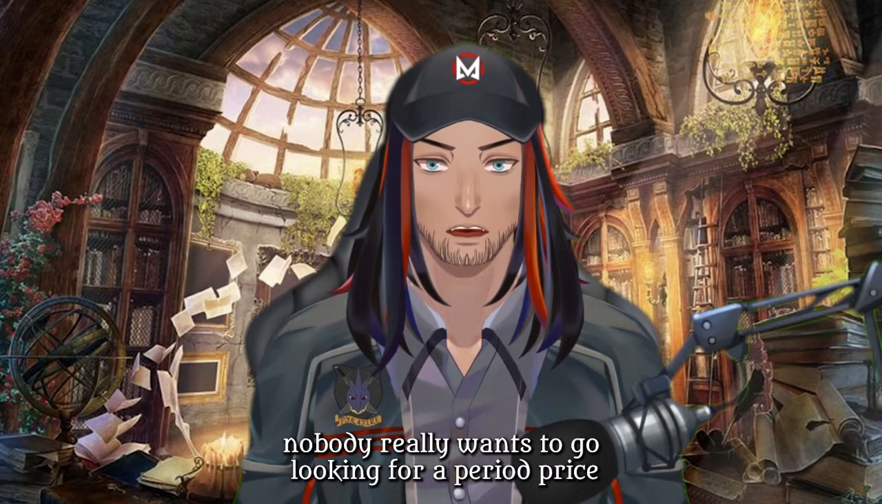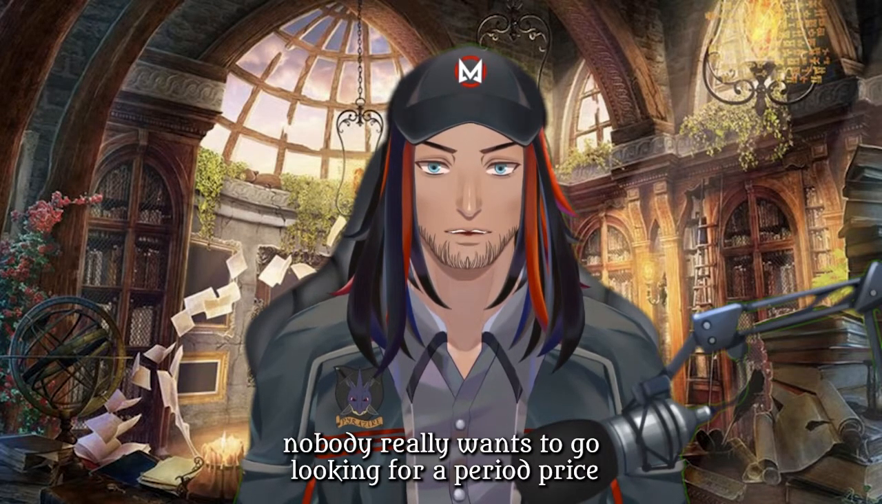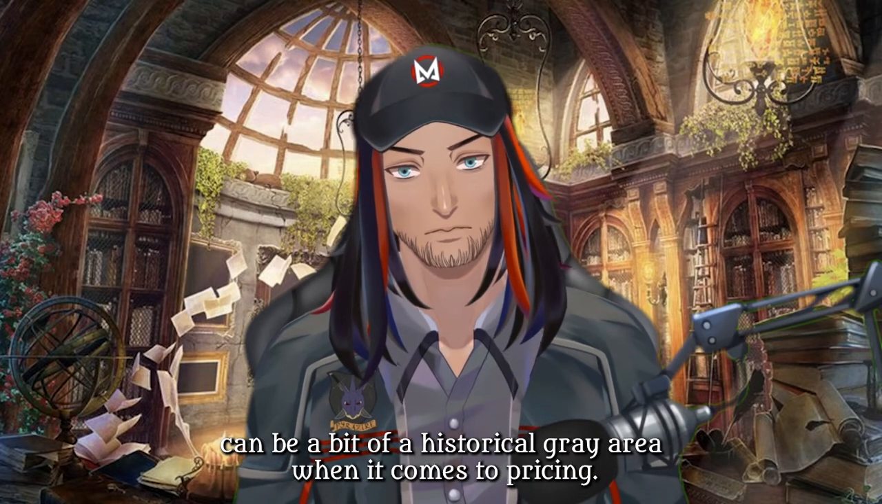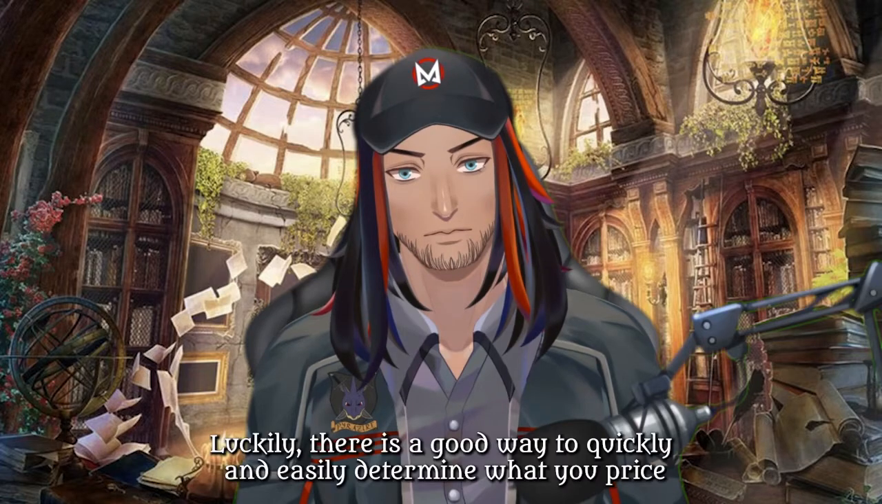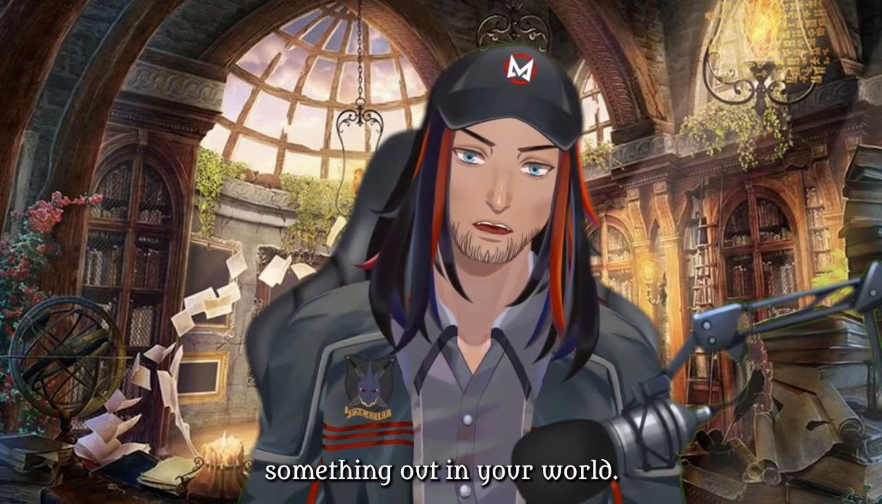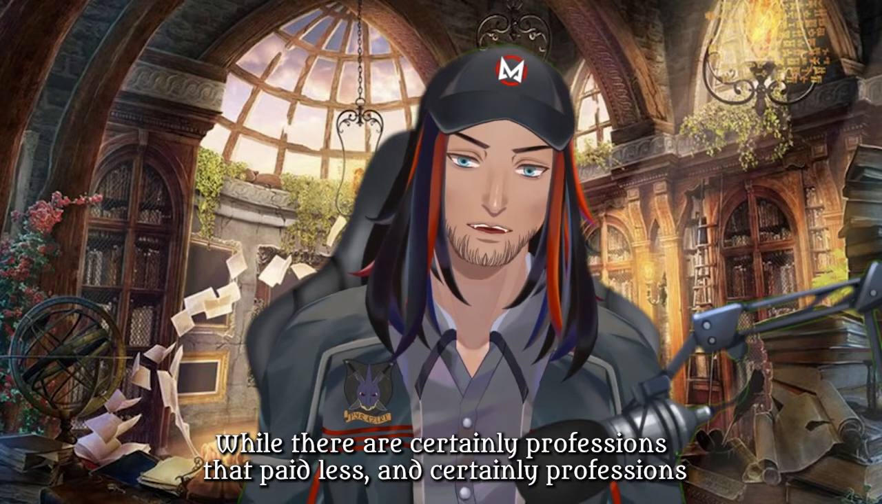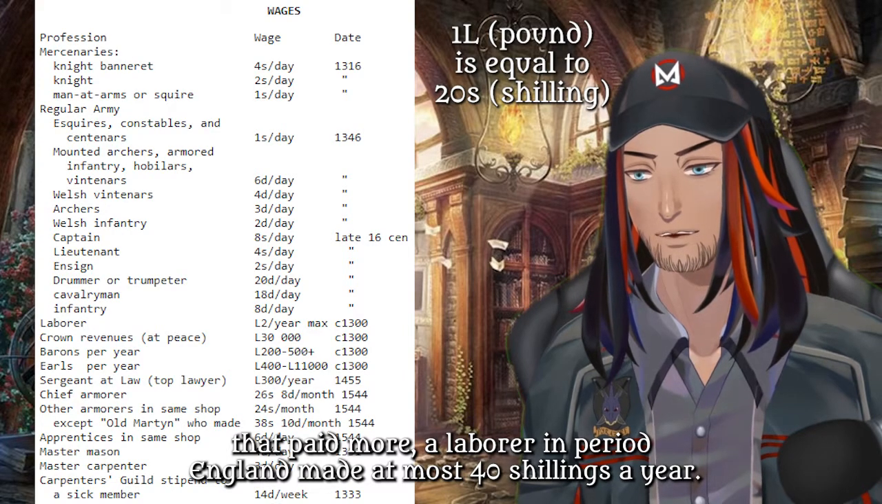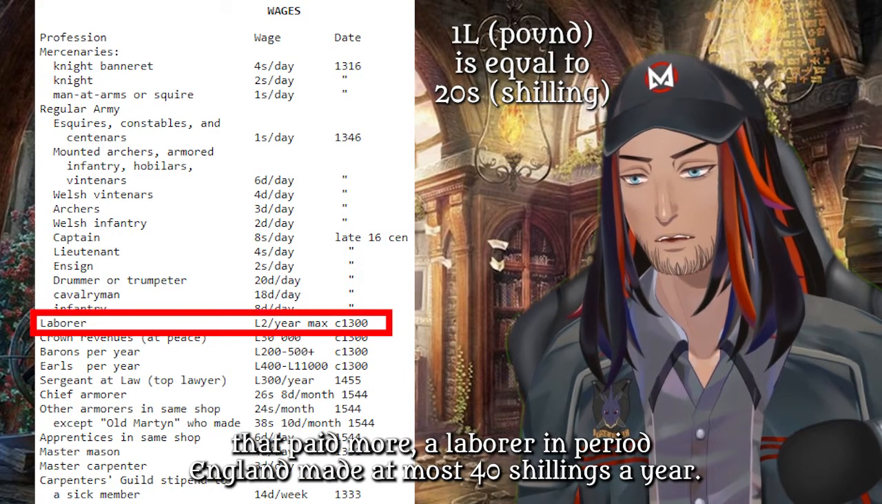But, while I will be leaving a link to the source for these prices in the description, nobody really wants to go looking for a period price for every new item they add, and combat gear can be a bit of a historical gray area when it comes to pricing. Luckily, there's a good way to quickly and easily determine what you price something at in your world. While there are certainly professions that paid less, and certainly professions that paid more, a laborer in period England made at most 40 shillings a year.